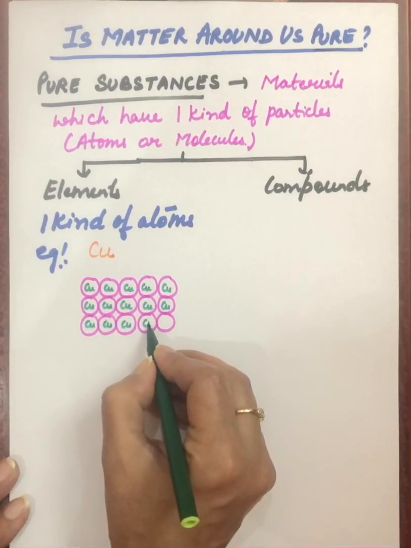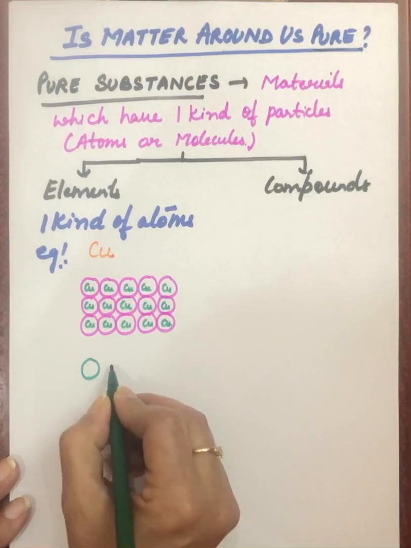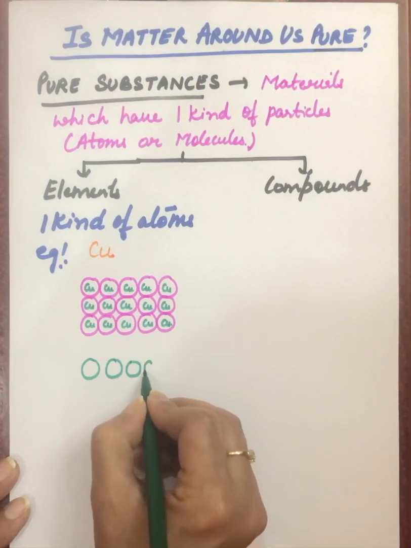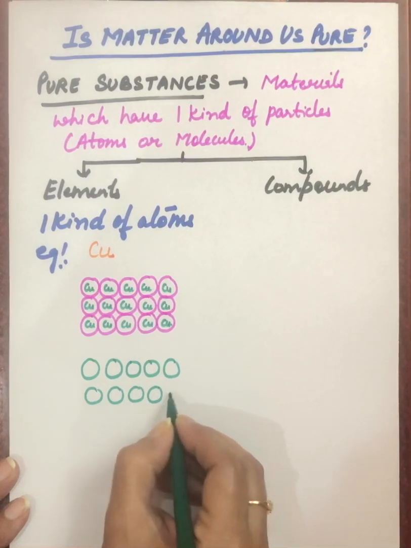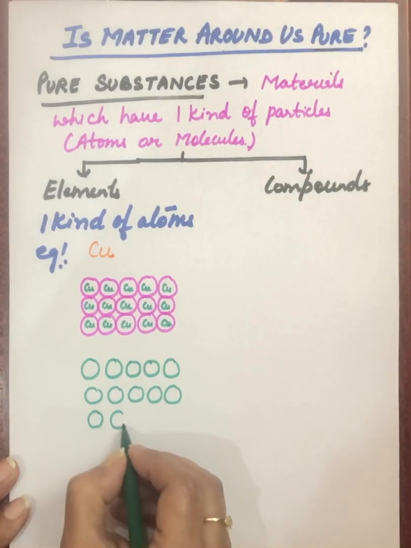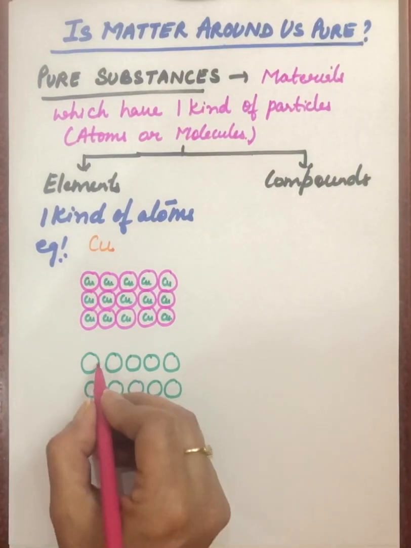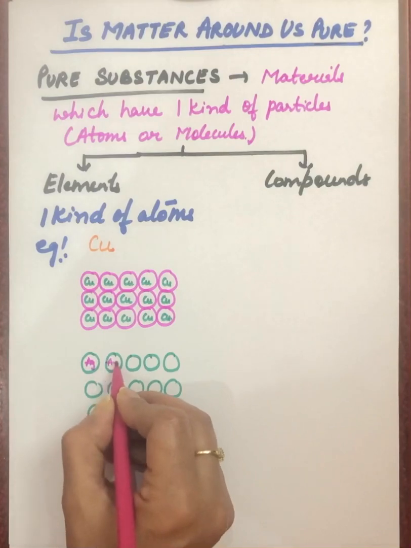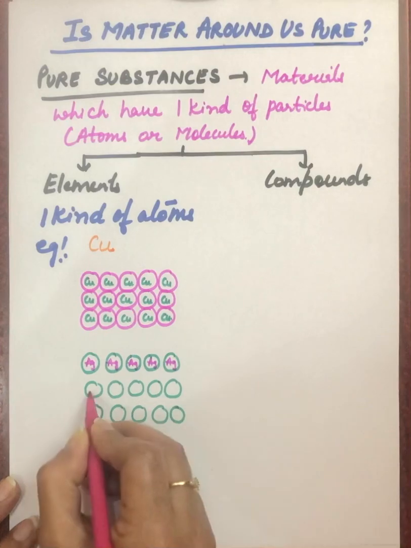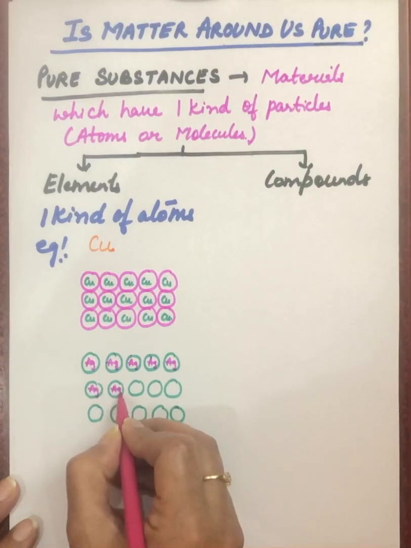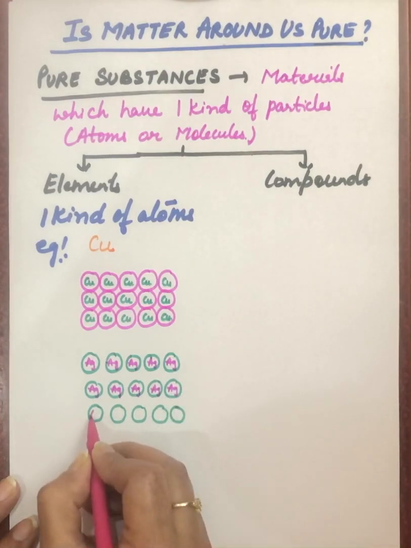Similarly, if we take silver, then silver will also have silver atoms in it. Again, these atoms of silver will be of the same type. In every property they will match. All these are silver atoms. So what are elements? Elements are those substances which will have one kind of atoms in them.